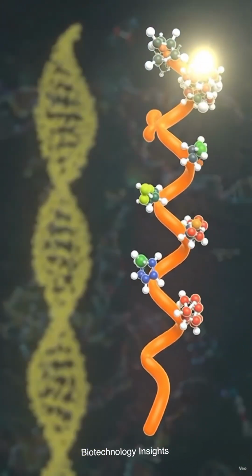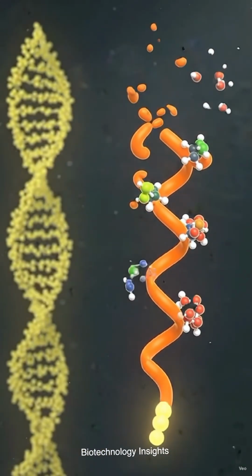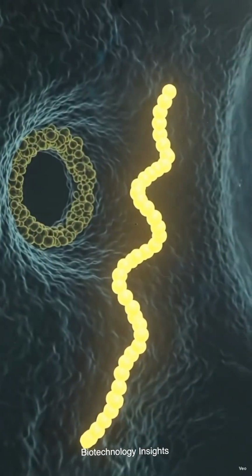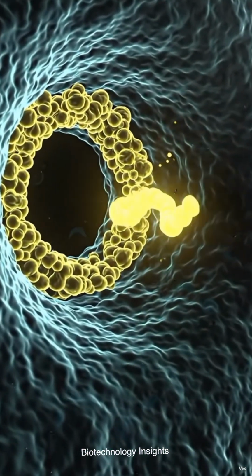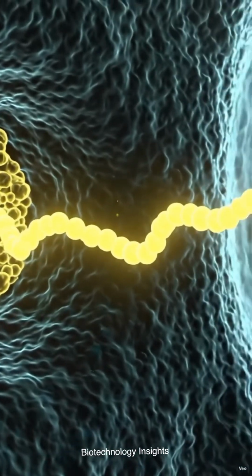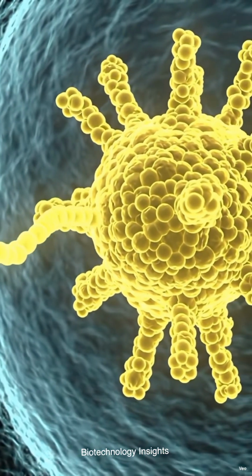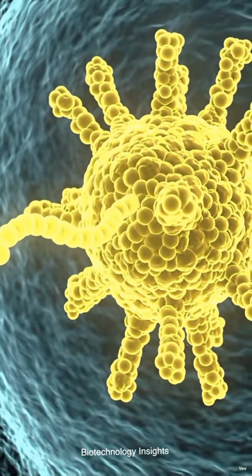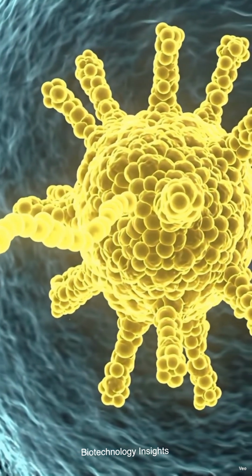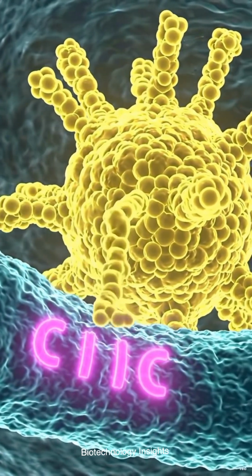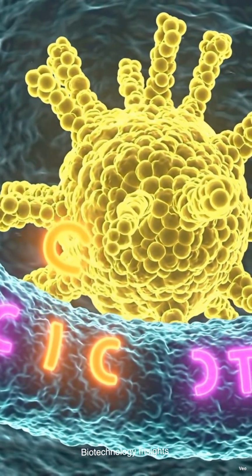In eukaryotic cells, mRNA is processed before leaving the nucleus. The mature mRNA exits the nucleus and enters the cytoplasm. Translation begins when a ribosome attaches to the mRNA molecule. The ribosome reads mRNA in groups of 3 nucleotides called codons.